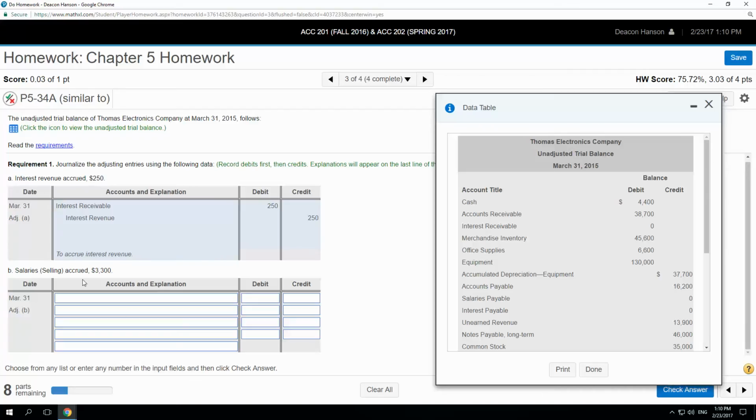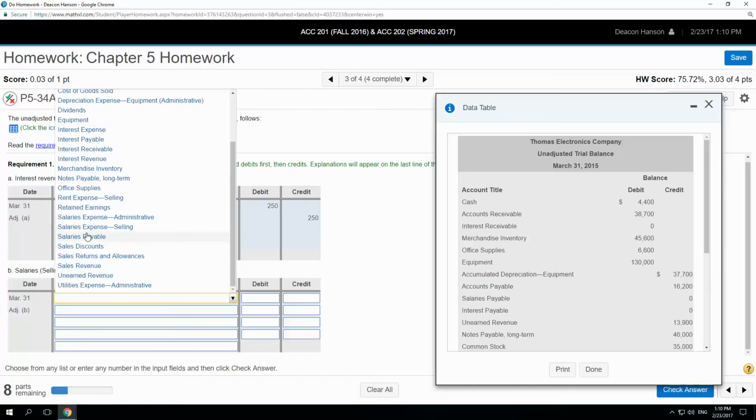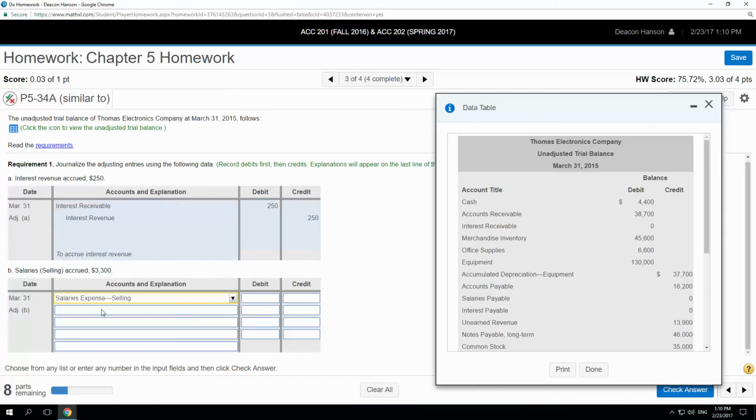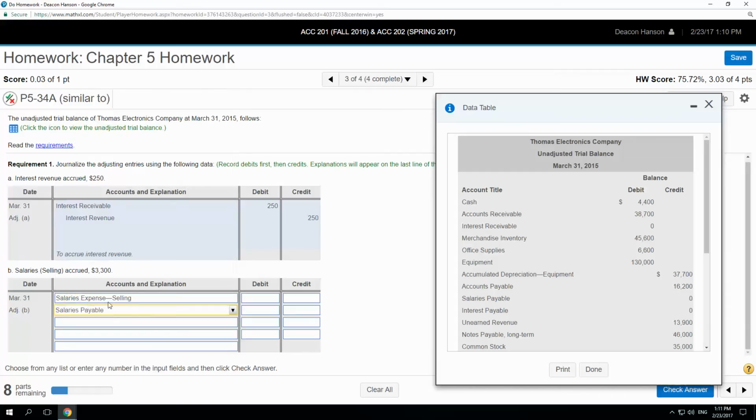Salaries. So we're going to accrue salaries, specifically in the selling department. So selling salaries accrued 3,300. Salaries are an expense. So I'm going to book salaries expense, and I'm going to be careful, I'm going to book salaries expense selling. And then what do you guys think it's going to be called? Well, we haven't paid for it yet, so it's going to be salaries payable. That's a liability. So that's going to be my entry to accrue salaries expense.